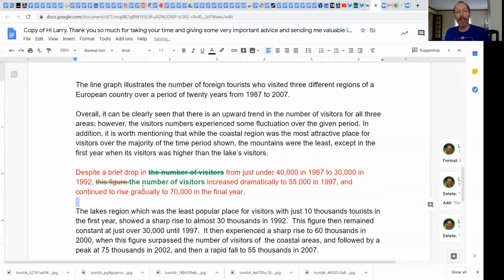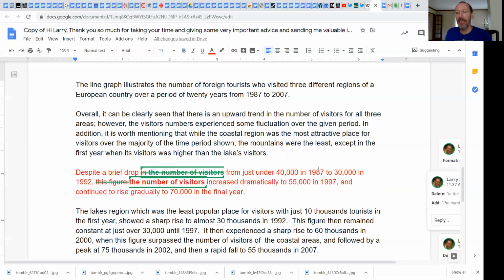So now we have, despite a brief drop, I have to get rid of this too, from just under 40,000 in 1987 to 30,000 in 1992, the number of visitors increased dramatically to 55,000 and so on. So you see, now it's a lot easier to read because we're not dealing with this pronoun, this figure, and in fact, the sentence would be more attractive to an IELTS examiner. It's easier to read and it flows a lot better.